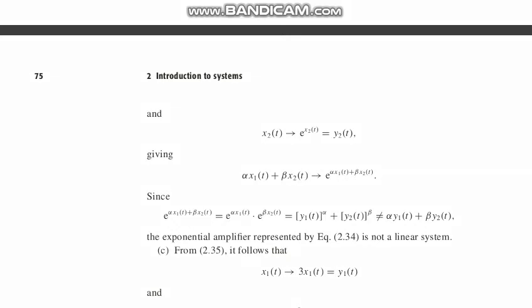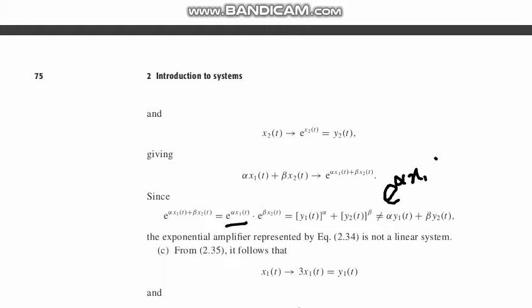Now if you take e to the power x1(t) here, what is e to the power x1(t)? That is y1(t), equal to e to the power x1(t). Now when you understand this, y1(t) is equal to e to the power x1(t), and after the calculation you find e to the power alpha x1(t).